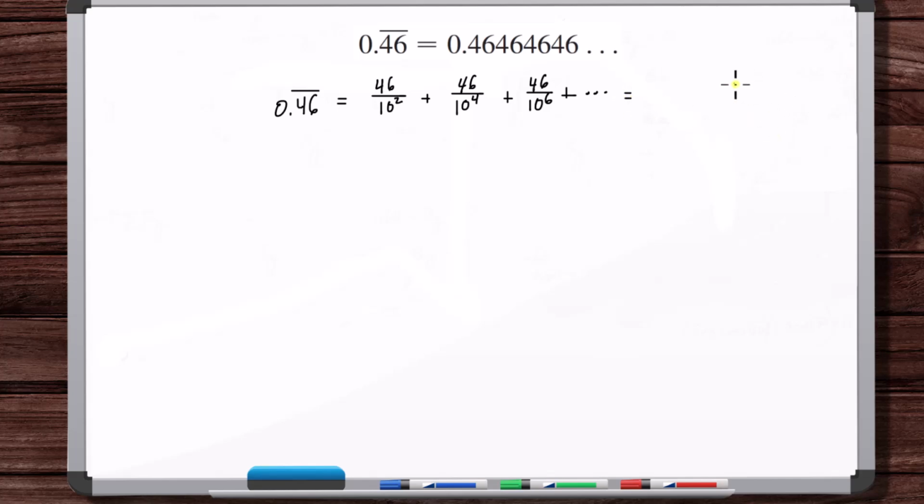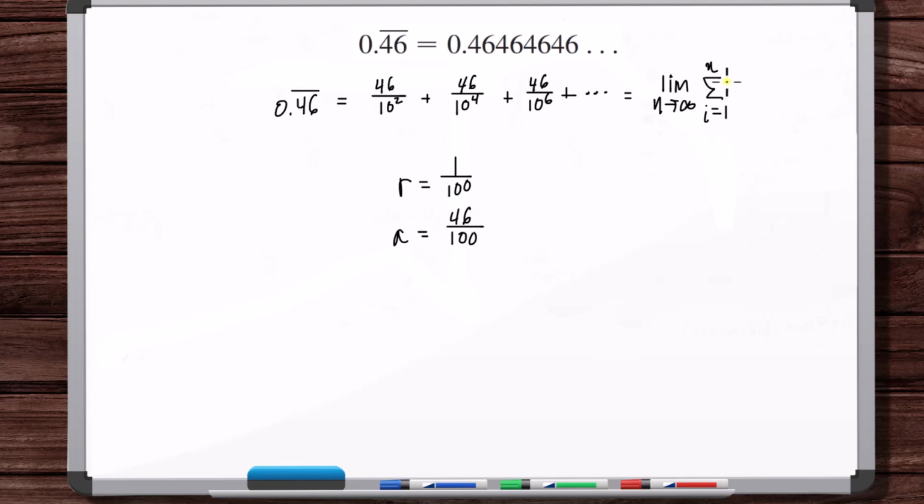And so what is this? This is the limit as n approaches infinity of the sum from i equal to 1 to n of a times the common ratio to the i minus 1. The common ratio, you can see, is 1 over 100, and a is 46 over 100. We'll just leave it like that because it's going to end up simplifying here.